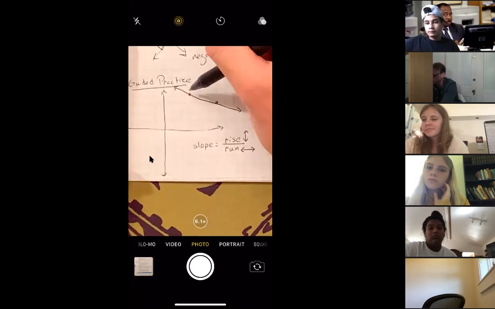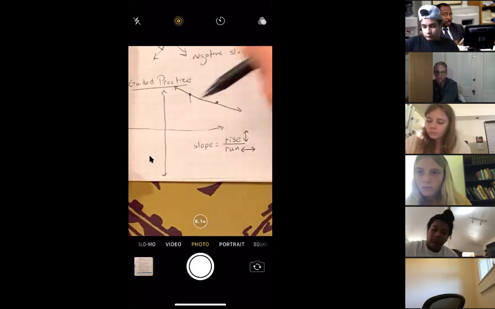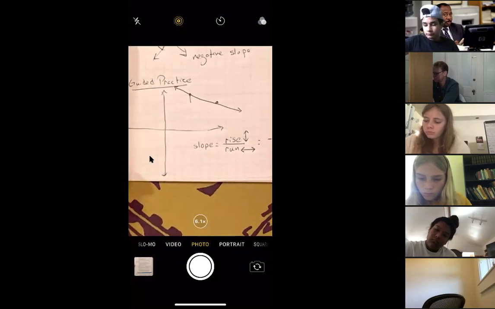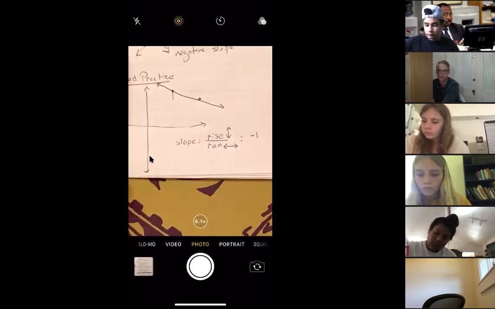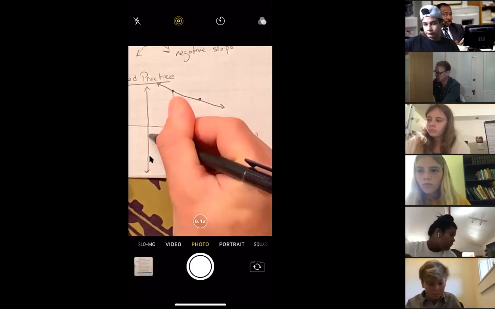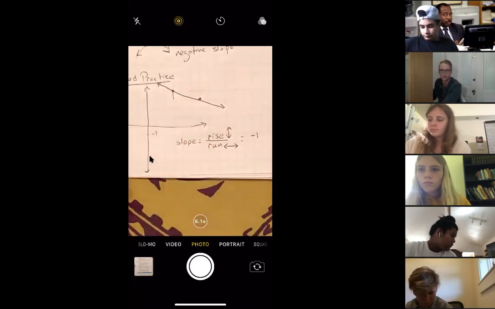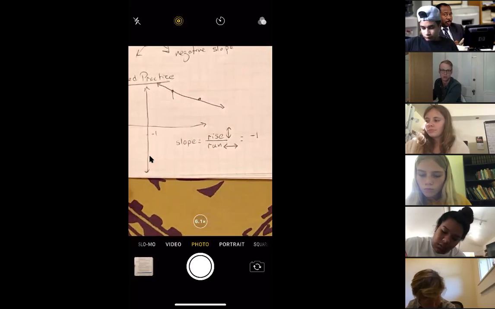So the first thing I'm going to do is the rise. I'm going to go down 1. And if I go down 1, that means I'm going -1. Down 1 is -1. I know it's -1 because if I was to go down 1 over here, this would become -1. Same principle.